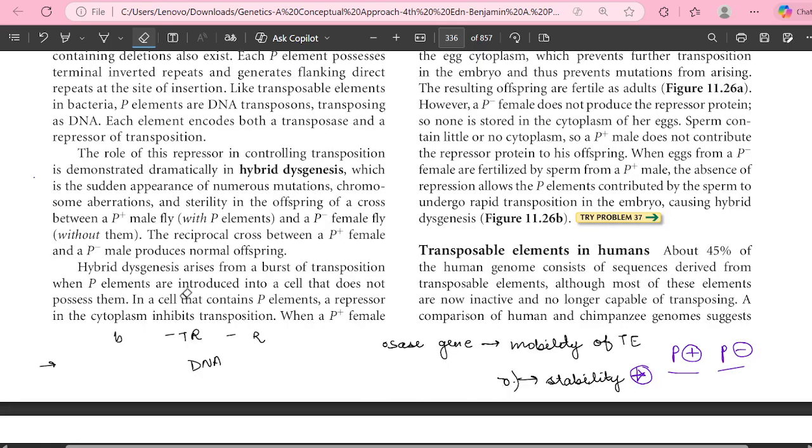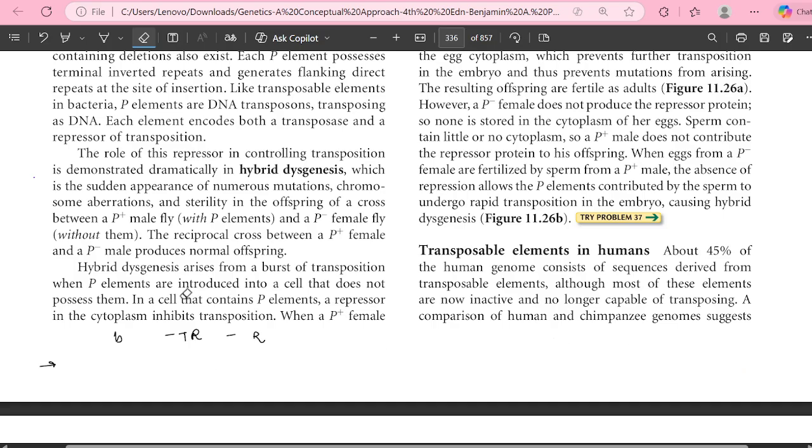So moving on to the significance of this particular repressor protein, the important thing here is that those individuals which are P positive, or which code the repressor protein, they are at advantage because their genome is comparatively stable. Now you think of a cross between P positive father and a P negative mother. Because the repressor protein and its gene is present in cytoplasm, please remember that this repressor protein is always present in cytoplasm, so it is the condition of cytoplasmic inheritance.